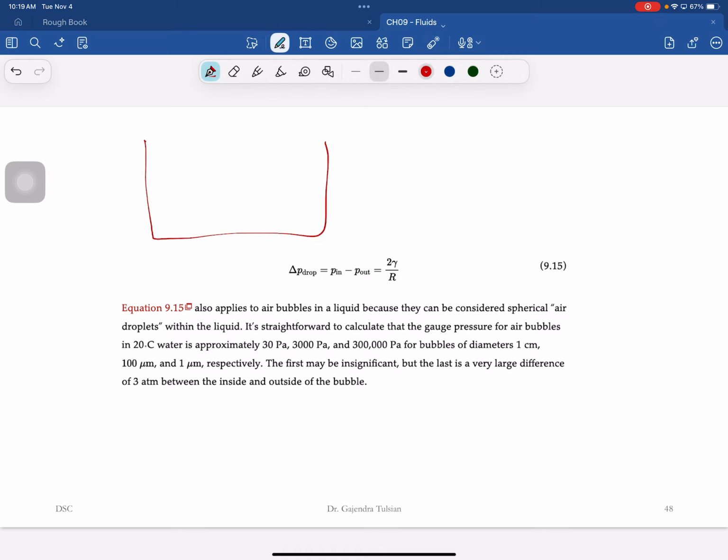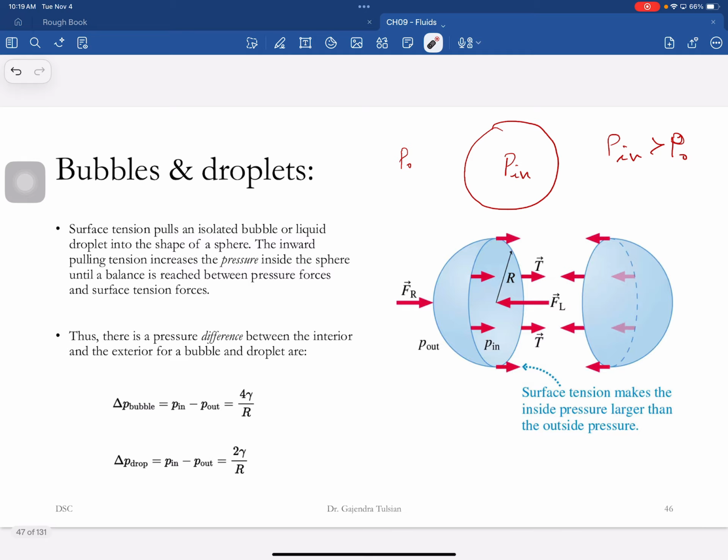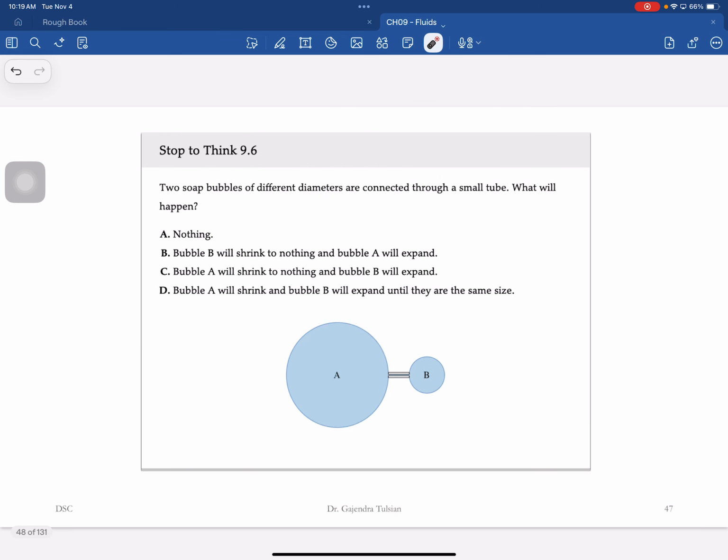So in water, these are air drops. What we'll do is calculate the extra pressure inside these air drops. So the gauge pressure for air bubbles in 20 degrees Celsius water. For 20 degrees Celsius water, the surface tension is approximately 73, so that's what you'll be using.